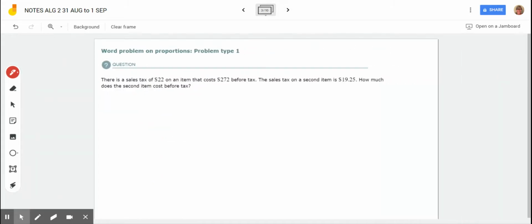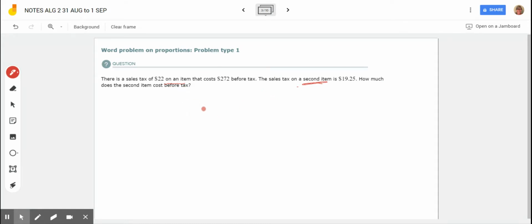Take a look here. Okay, now we're getting into the word problems. Let's start reading. It says there's a sales tax of $22 on an item that costs $272 before tax. The sales tax on a second item is $19.25. So we're comparing two items. That's kind of what triggers the proportional knowledge, like, oh, I'm doing a proportion. How much does the second item cost before tax?